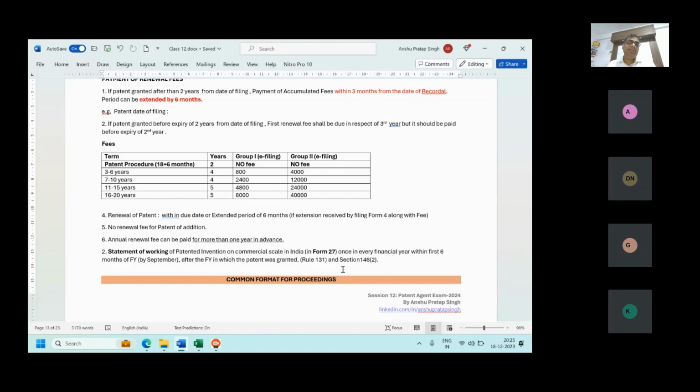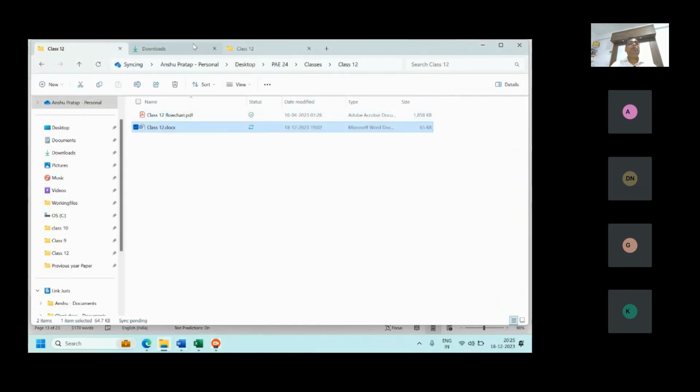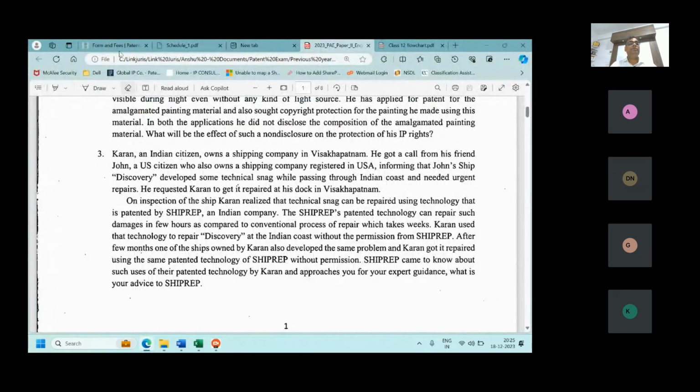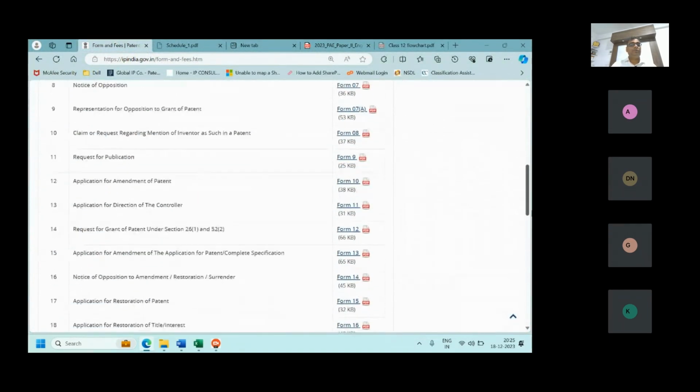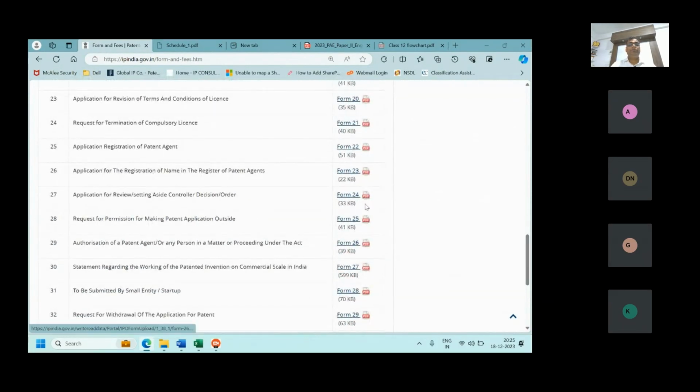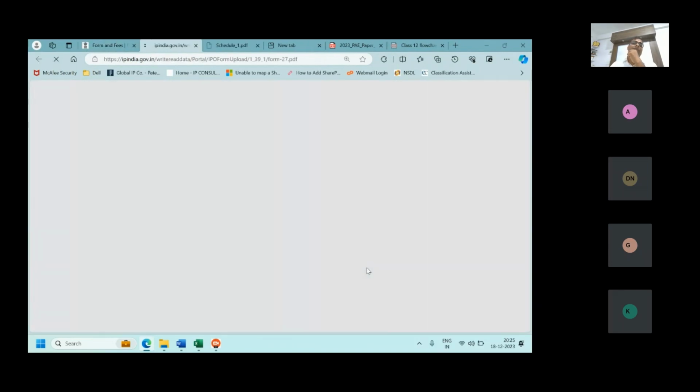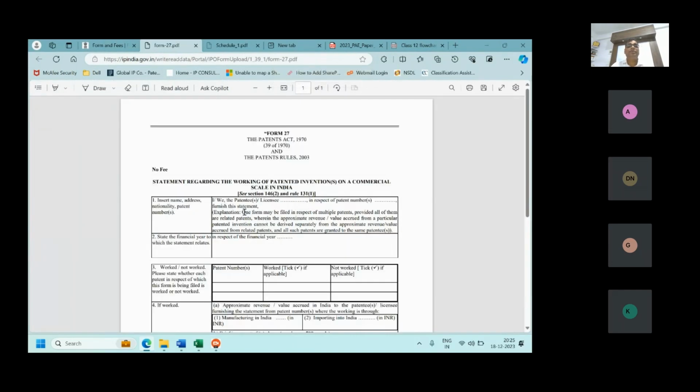And the statement of working, Form 27, is to be filed by the patentee as well as the licensee. Everyone. Rule 131 and section 146(2) deal with it. This is the Form 27. Let's look at this. So please read this.